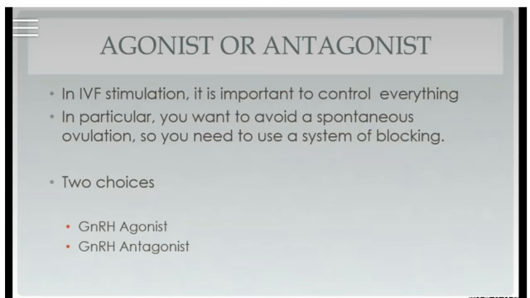In particular, you want to avoid a spontaneous ovulation, and you need a system of blocking. You have 2 choices, GnRH agonist and GnRH antagonist. GnRH agonist is a decapeptide. Its half-life is lengthened because of D-amino acid, which blocks the enzymatic decay, and it has strong attraction to the receptor.